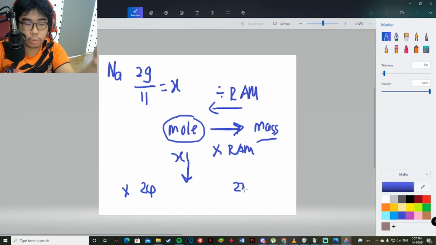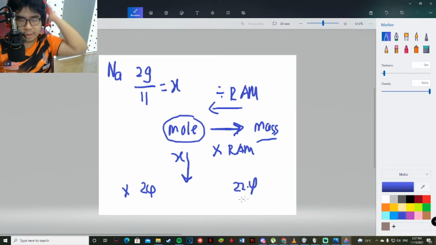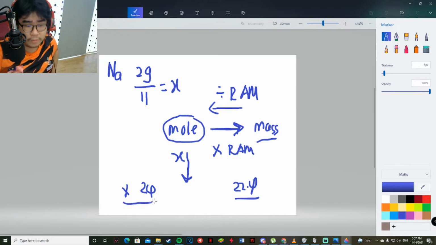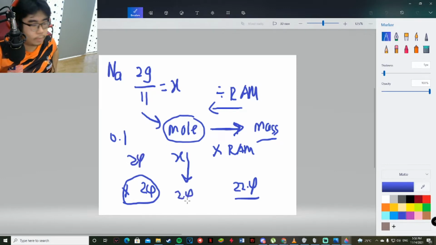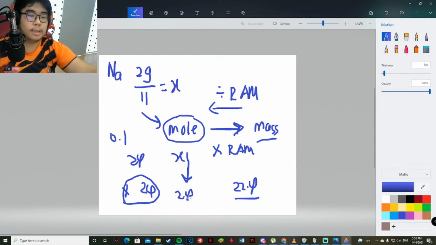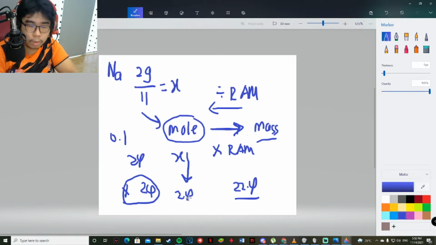which is 22.4. Usually the questions won't ask you for 22.4. The more common one is times 24. If you're given the mole of any chemical substance, let's say 0.1 mole, and you times 24, you get 2.4. So basically you get the basic quantity of the chemical substance, which is the mole of the substance.